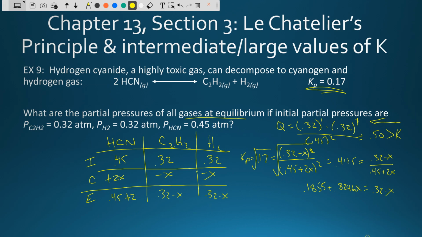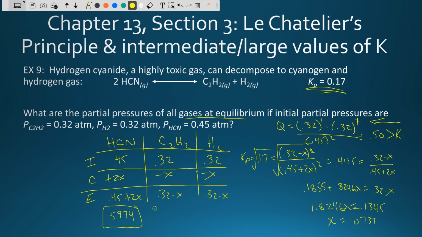Now let's combine like terms. Let's bring this guy over, and let's bring this guy over. I end up with 1.8246x equals 0.1345. So that gives me an x value of 0.0737. All right, so the pressure of my hydrogen cyanide, that's 0.45 plus my 2x. So that gives me a value of 0.5974. That's my pressure.